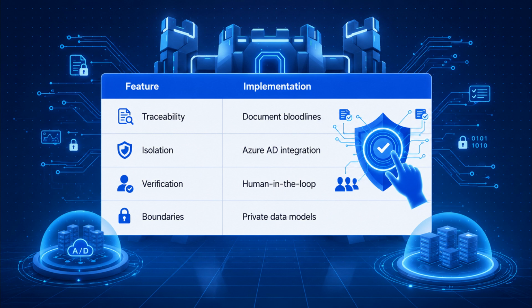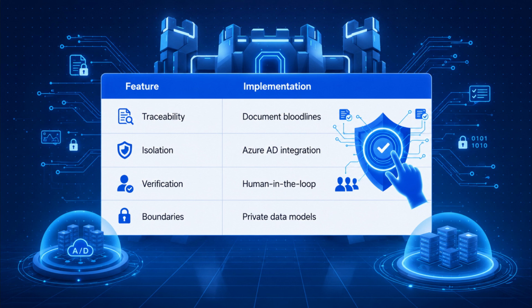First up, traceability and audits. Every answer provided by the AI links back to specific field paths and document bloodlines. You always know the source. Second, identity isolation. This integrates directly with Enterprise Azure Active Directory. Data access is strictly filtered by the user's project, the specific oil field, and their organizational role.